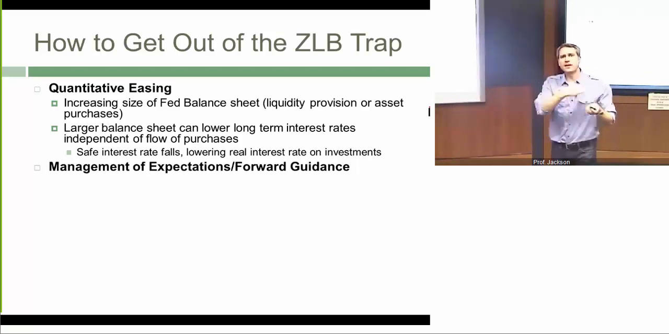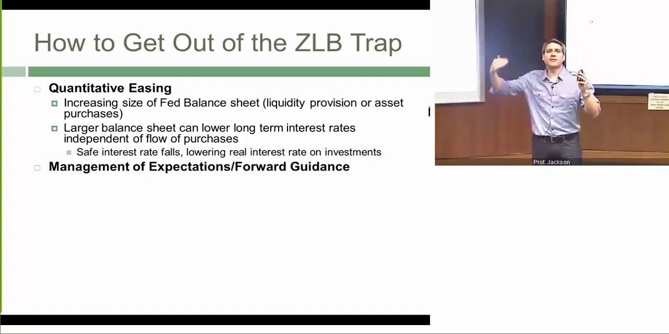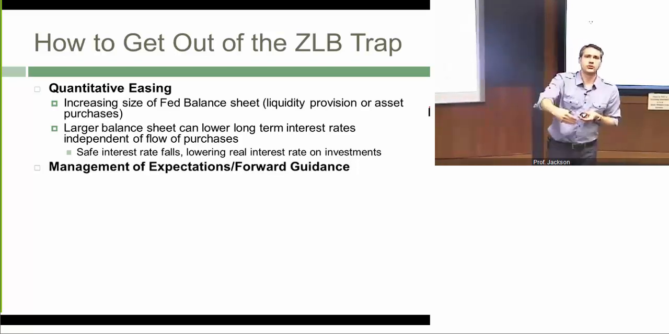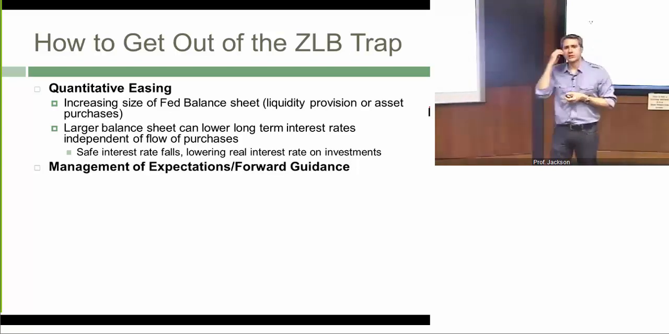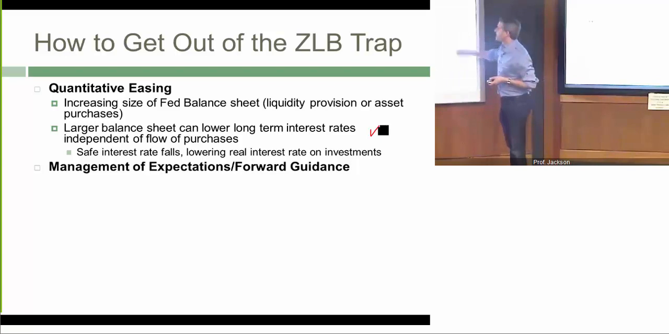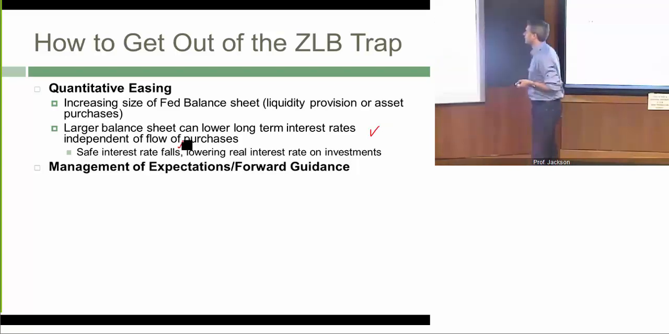So in other words, if the Fed stopped buying assets altogether, but held a huge amount of assets on its balance sheet, it would still have the effect of putting downward pressure on real interest rates now and into the future. And so that's the idea of quantitative easing here, that it ends up, again, reducing the safe interest rates and lowering the real interest rate for investments for any given level of financial frictions.